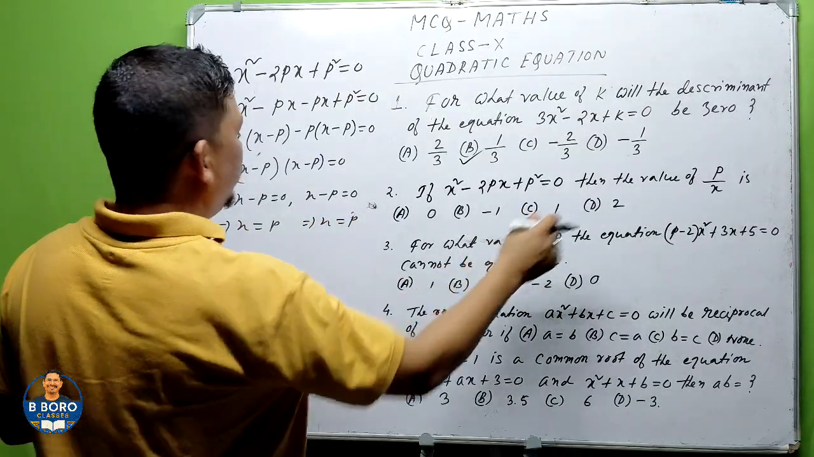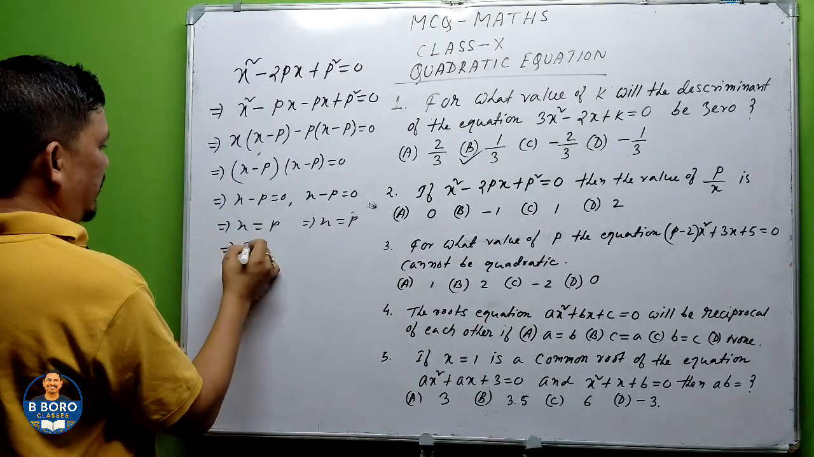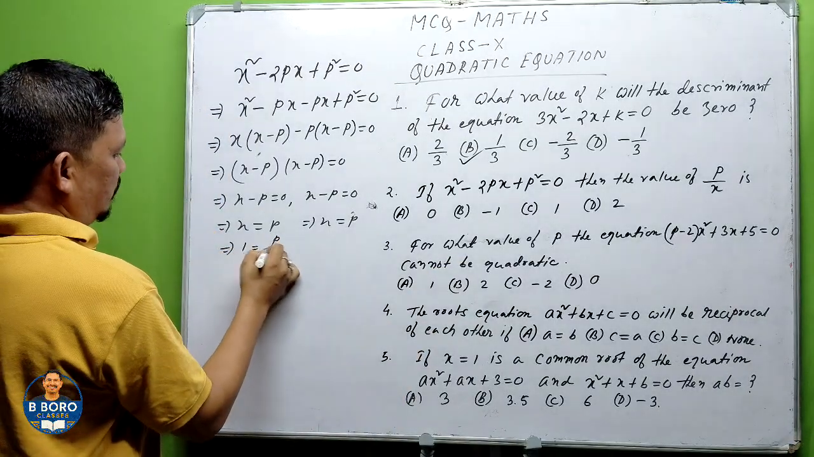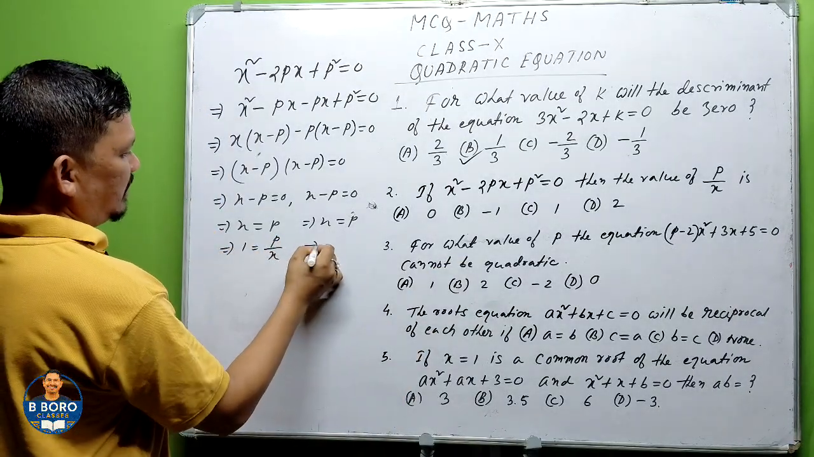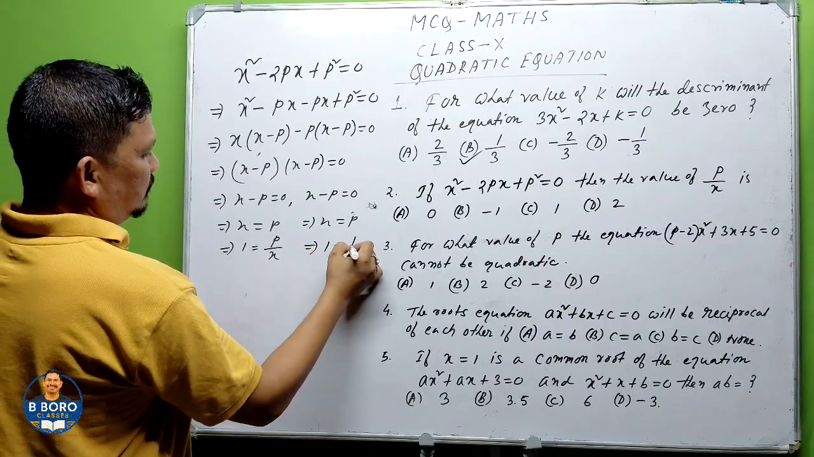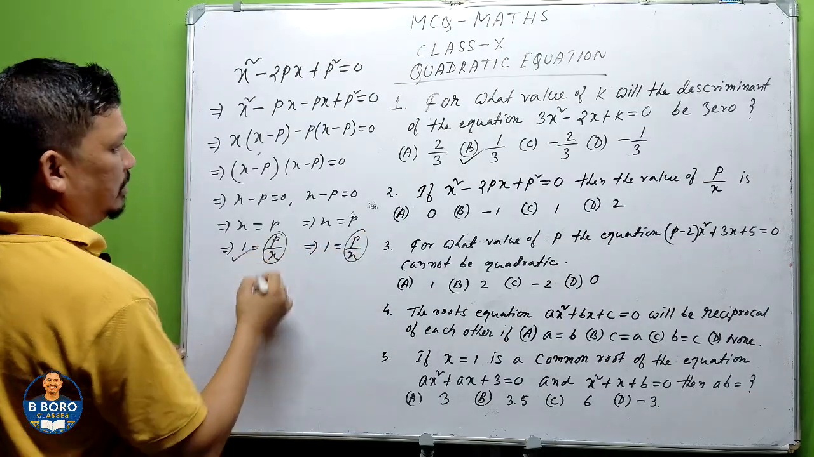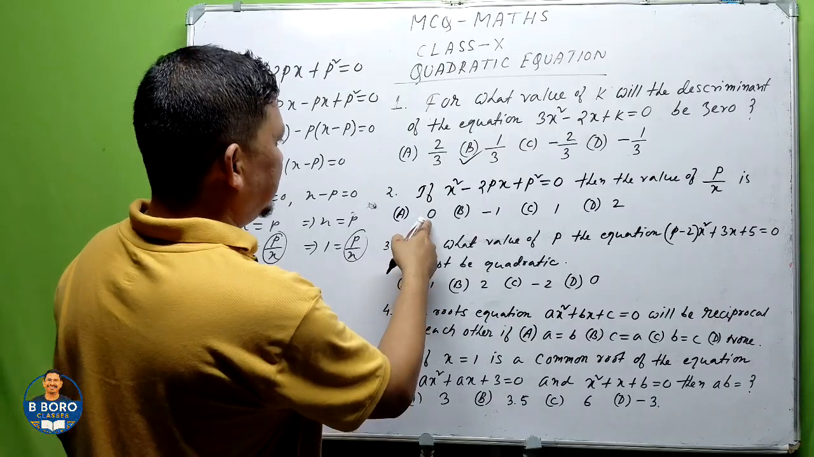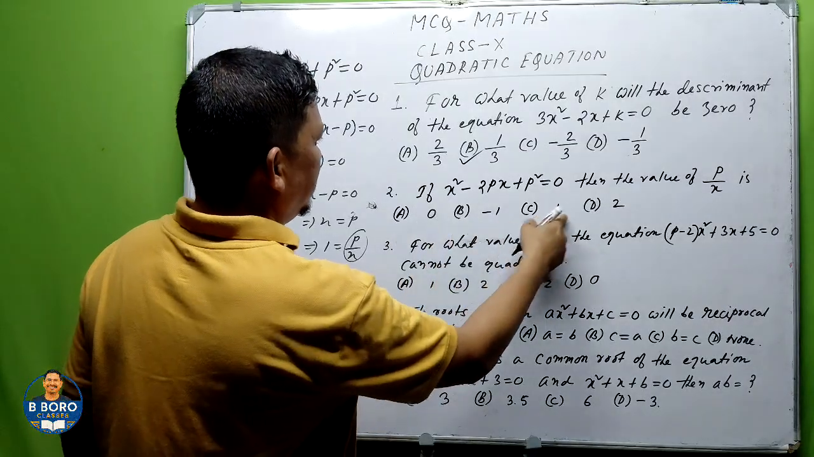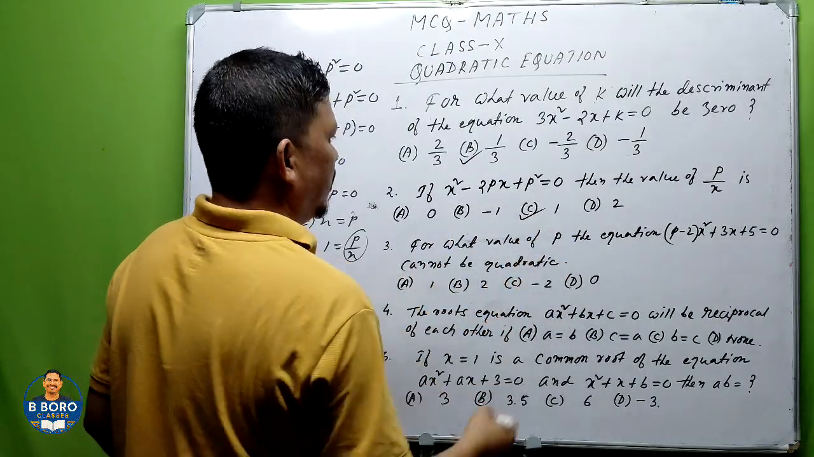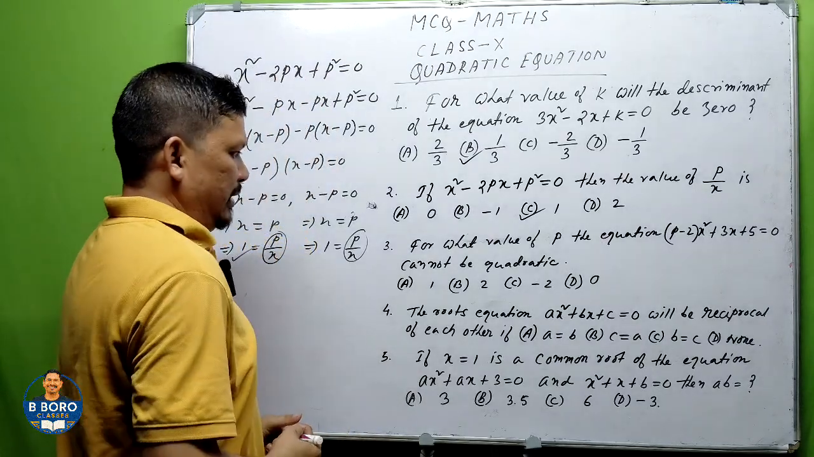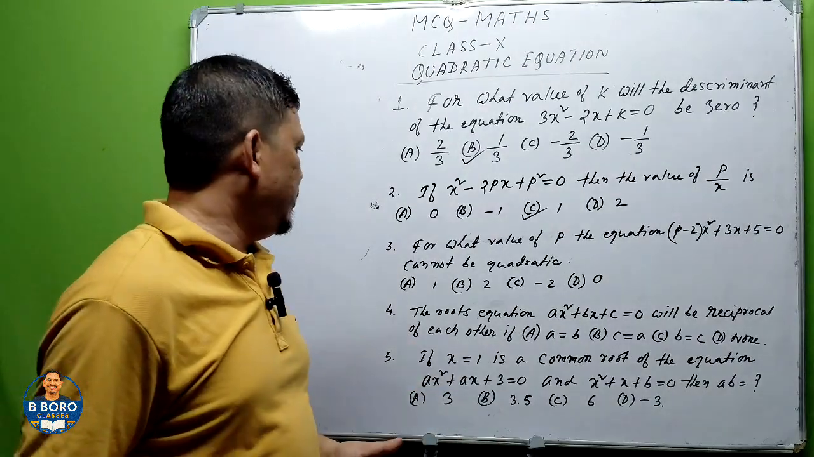So we need the value of what? p by x. When x transfers to this side, it becomes 1. Same thing happens here. So 1 equal to p by x. So ultimately the value of p by x equal to 1. We are given four options: a 0, b minus 1, c 1, d 2. So the correct option is option C, it is 1. Next, proceed to question number 3.